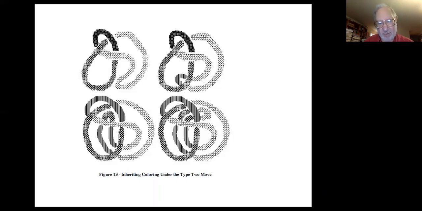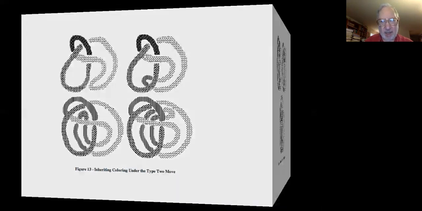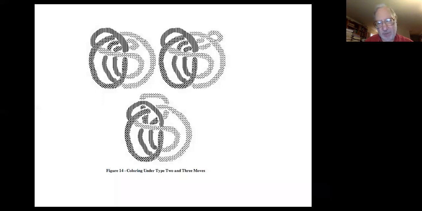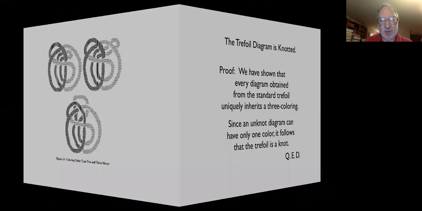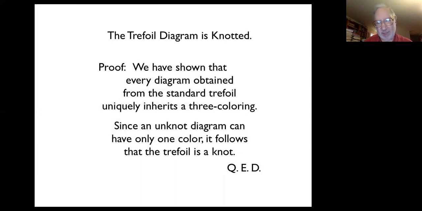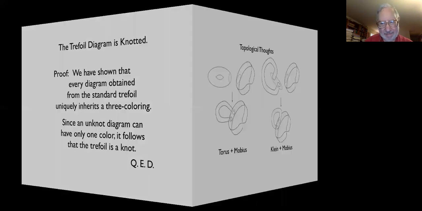The universe of the three distinctions would keep on living on the knot, no matter what you did to it topologically. And you would find that no matter what you did to that knot, the number three would still adhere to it in the form of a threefold coloring of it. And that means you couldn't get it to the unknot because the unknot could only be colored with one color. And so you end up knowing that the trefoil knot is knotted by means of this coloring experiment with it.